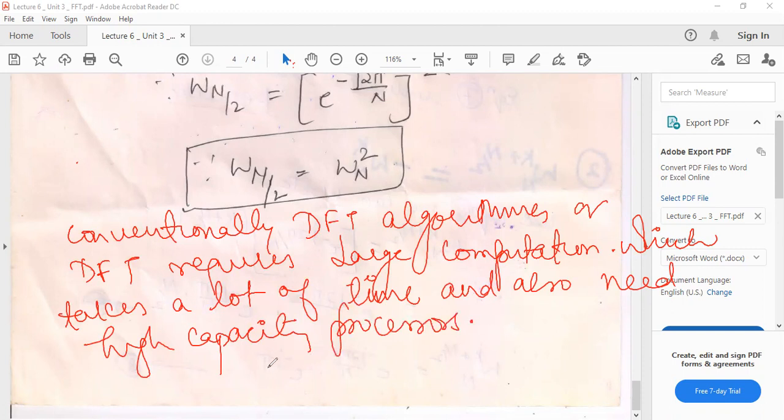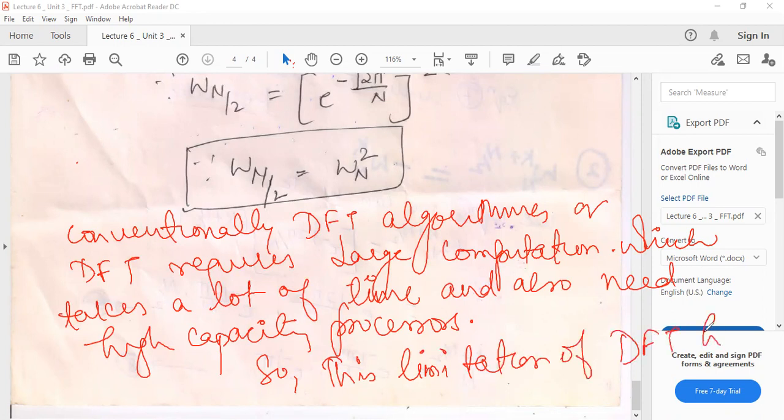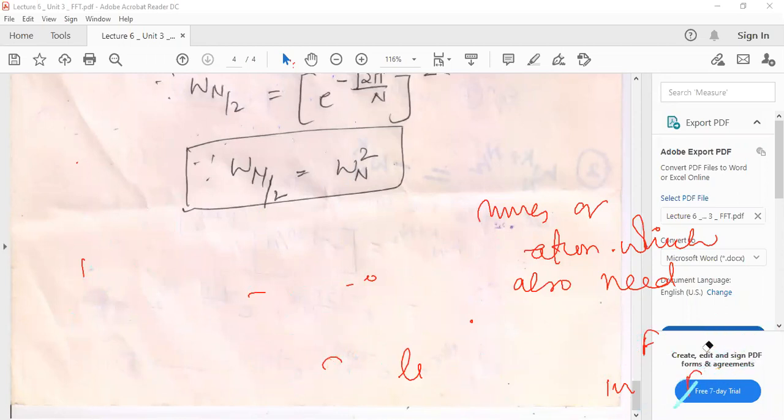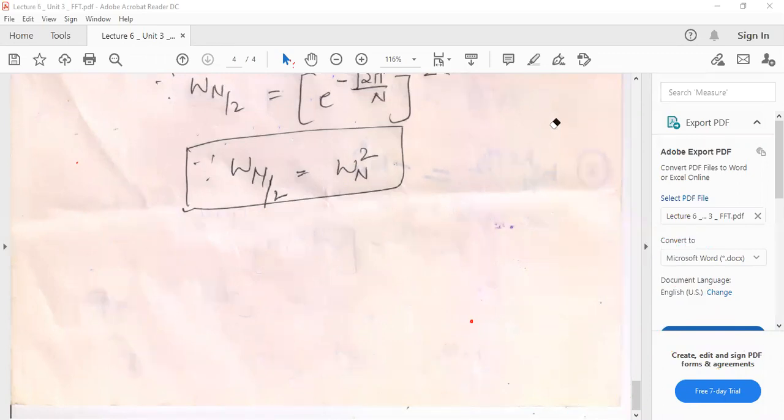So this limitation of DFT has been overcome in FFT, right? So what is FFT? FFT is basically the fast Fourier transform. Okay, this is what the lecture was all about. So FFT is fast Fourier transform.